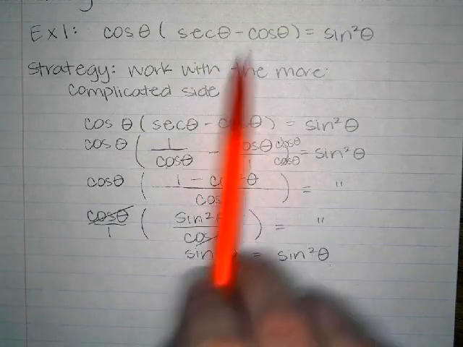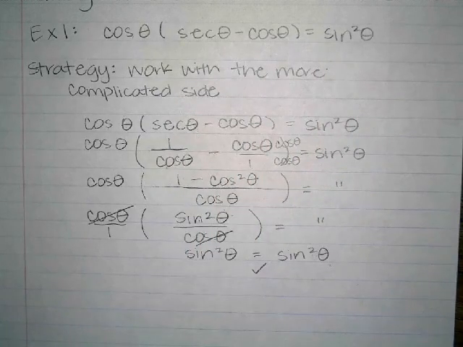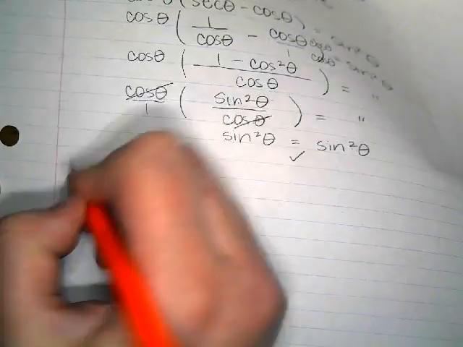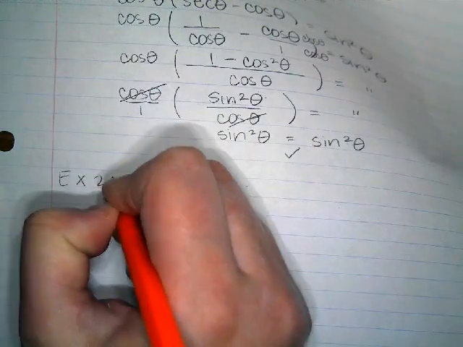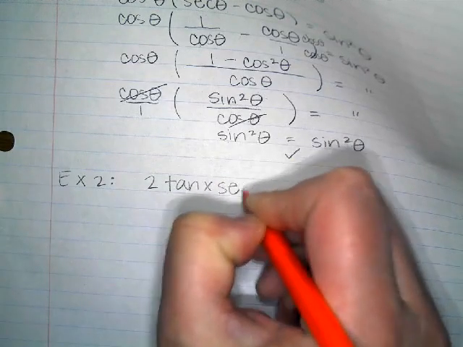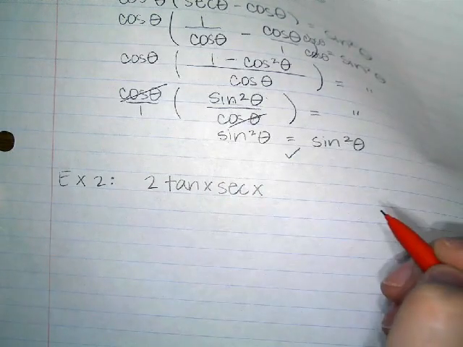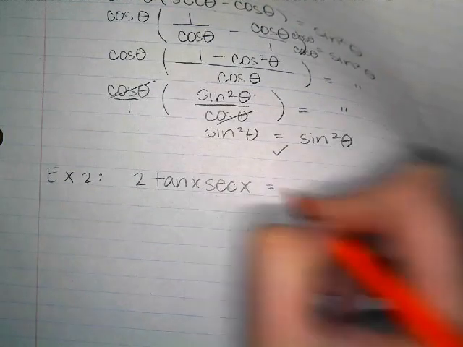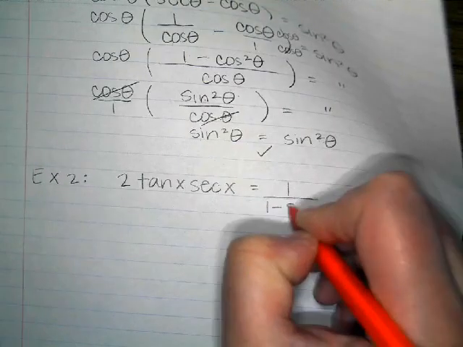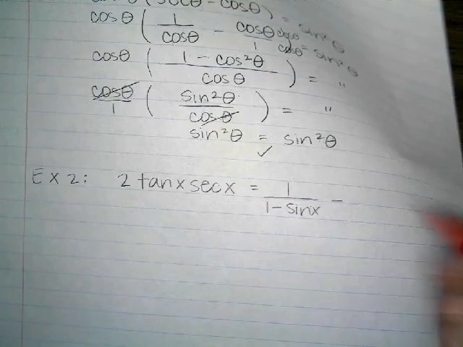Okay, let's try another one. For this one, we're going to do example 2. We're going to do 2 times tan x times secant x equals 1 over 1 minus sine x minus 1 over 1 plus sine x.